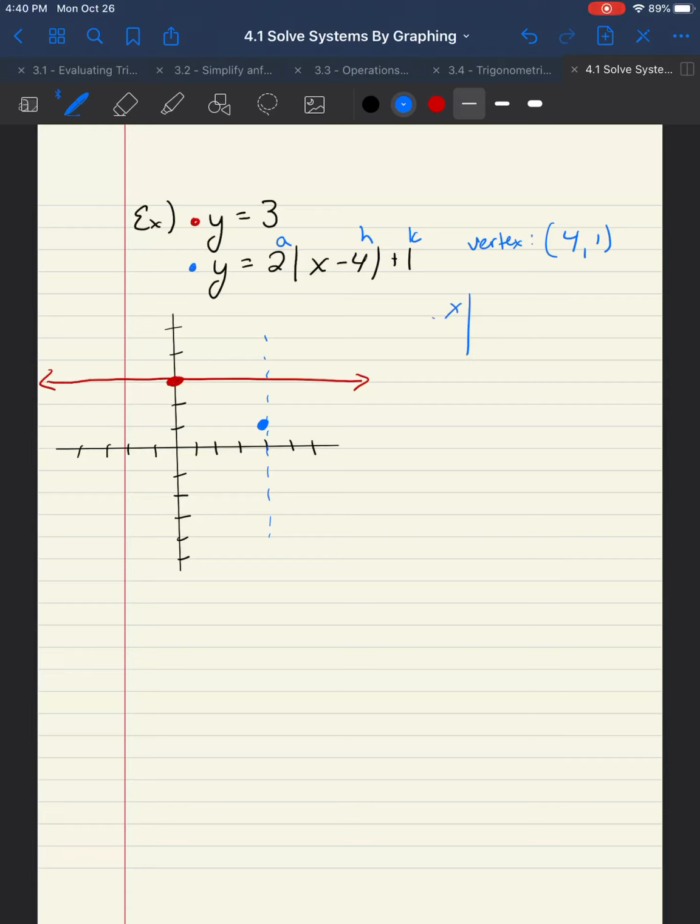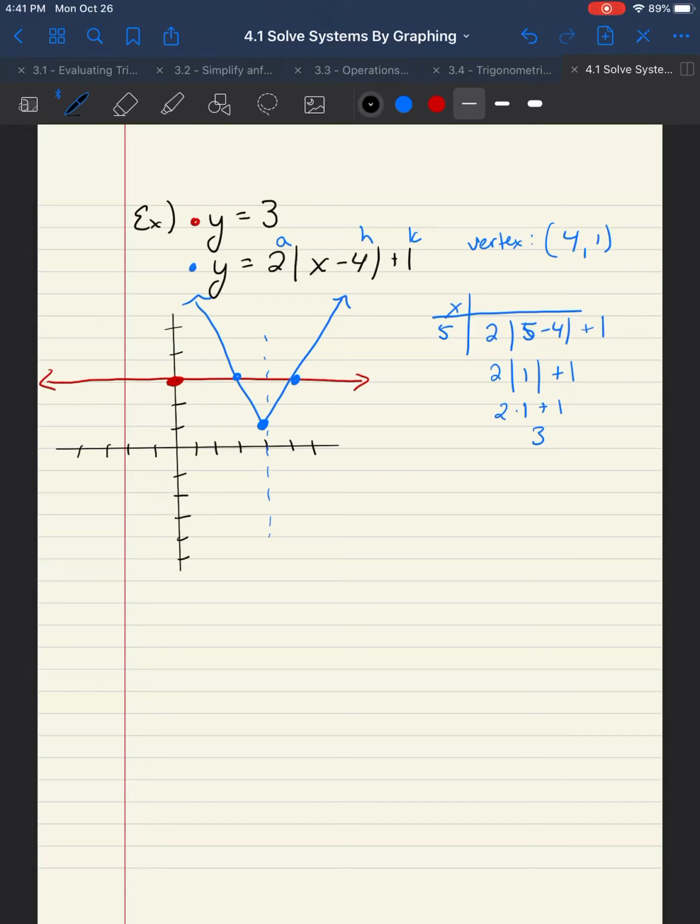And just like with quadratics that we just finished a unit on, we're going to pick a point to the right of our vertex. So let's say 5. And we're going to plug that into our equation. Two times the absolute value of, what is 5 minus 4? 1, plus 1. Absolute value of 1 is 1. Times 2 plus 1, we get 3. So I have the coordinate 5, 3, and I reflect that over my line of symmetry and draw my V.